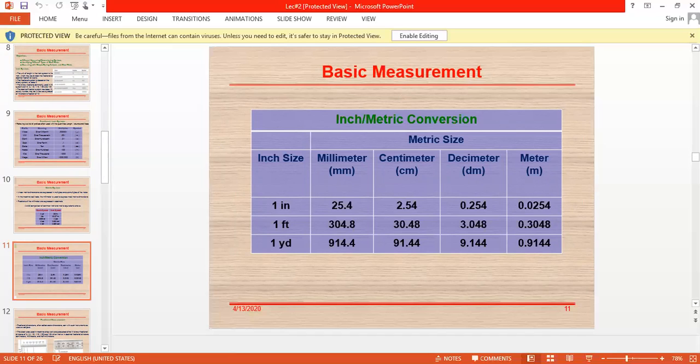For example, 1 yard is equal to how many millimeters? It is equal to 914.4 millimeters. 1 yard is equal to 9.144 decimeters. This is the chart you must know.